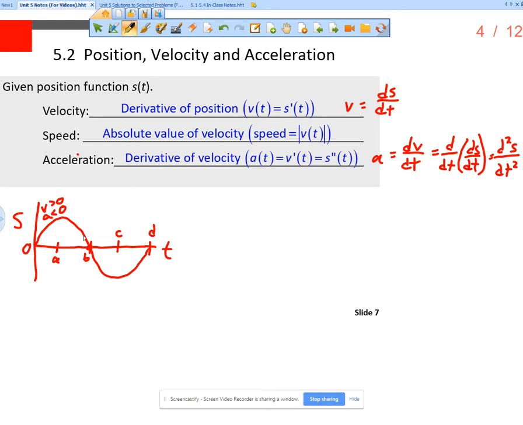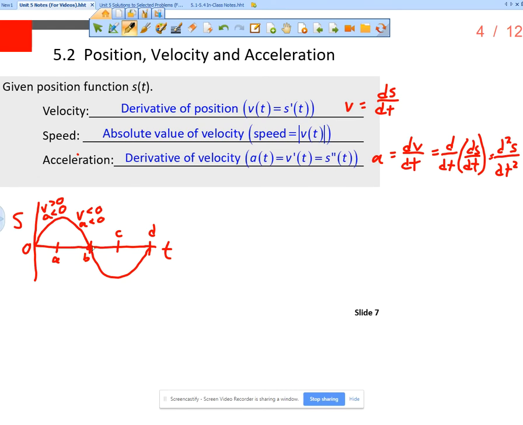Well, from A to B, position is decreasing, so velocity is less than 0. And, of course, acceleration: this curve is still concave down, so a is also less than 0. All right, so position is decreasing.